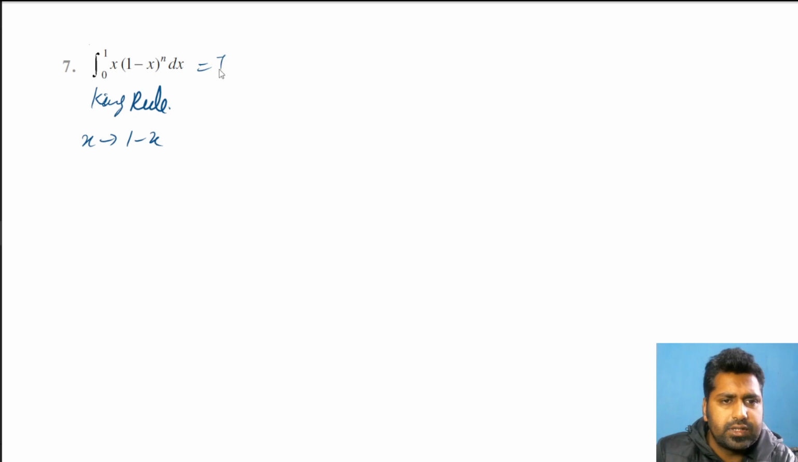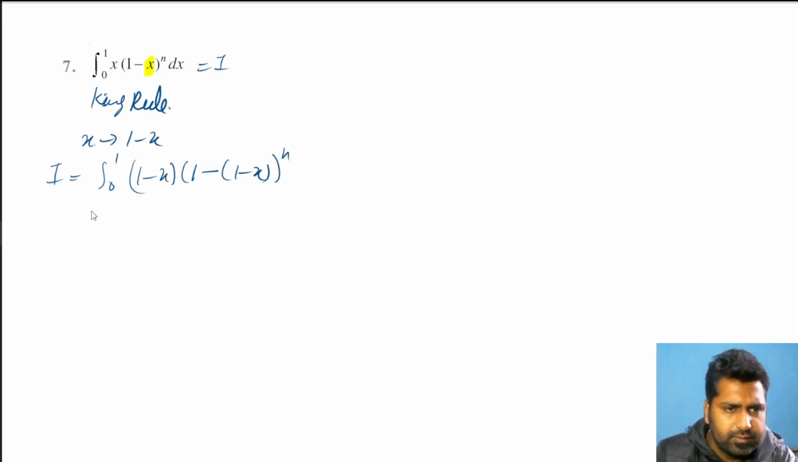So this is your integration I, so this is also your integration I, from 0 to 1. x will be replaced by 1 minus x. This one again is replaced with 1 minus (1 minus x). Okay, I've replaced this x, and then the power is n. So basically it becomes integration 0 to 1 of (1 minus x), and if we solve this we get x raised to power n.